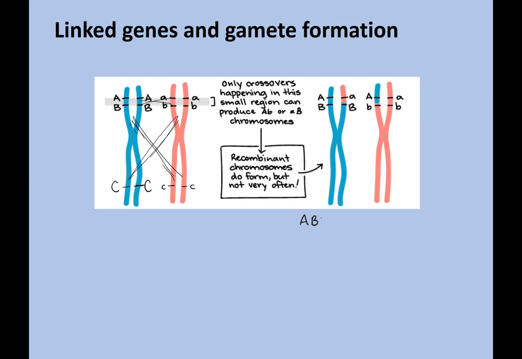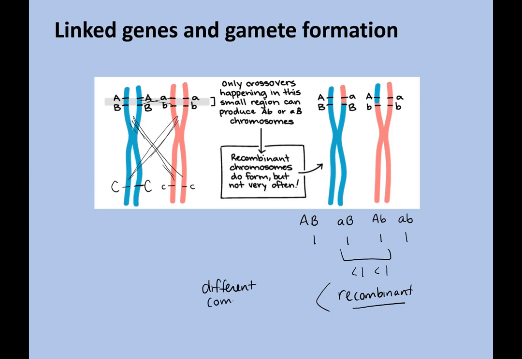You will still get the same types of gametes produced that we've talked about, but instead of a 1-to-1-to-1 ratio, the recombinants are much less than one, so they're going to be at a lower frequency. And this is a new term, recombinant. It means that the alleles have a different combination than that original parent. Normally we expect the same amount of recombinants as non-recombinants due to crossing over, but when genes are physically close together, we see a lower amount of recombination between those genes.